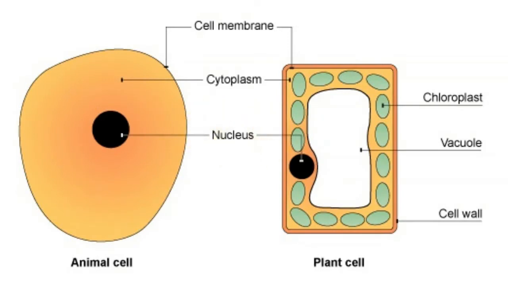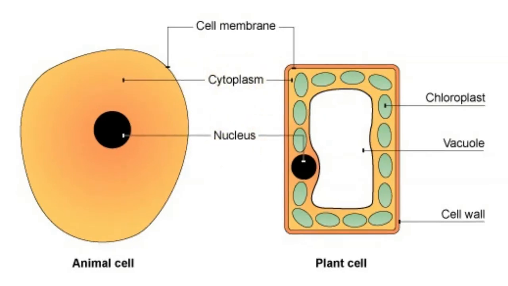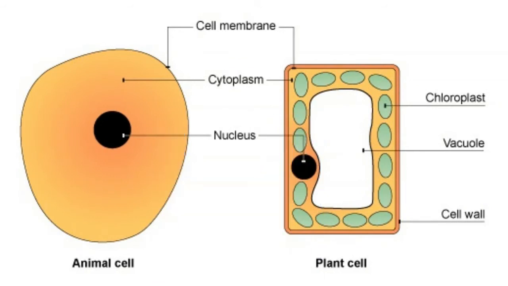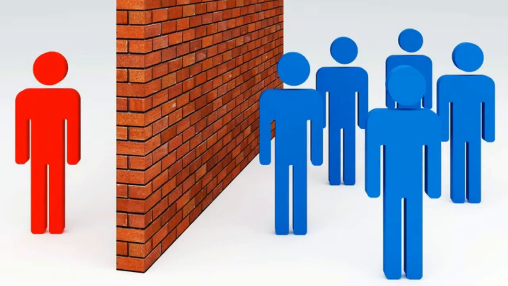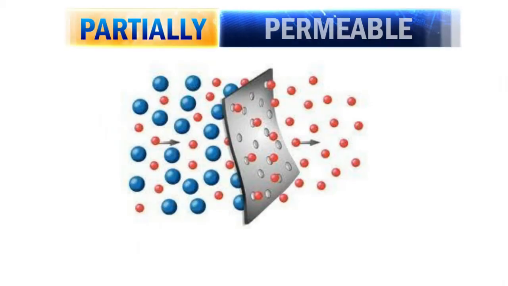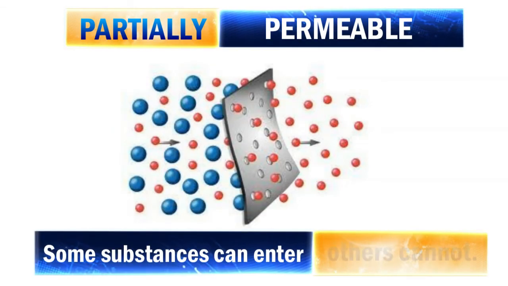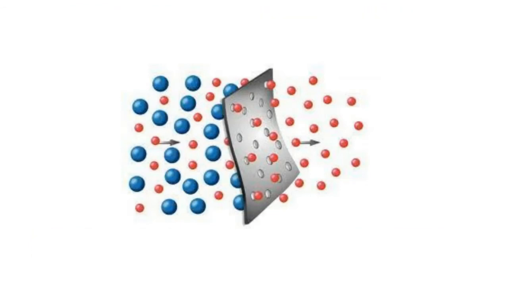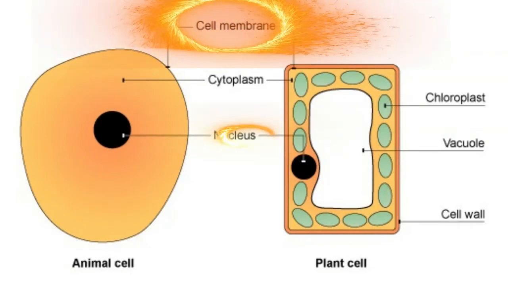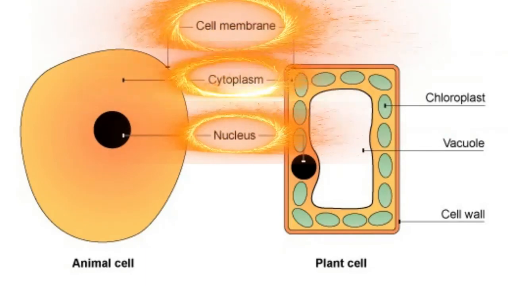So, nucleus, control center. Then there is the cytoplasm. The cytoplasm is a liquid of the cell where chemical reactions can occur. Thirdly, there is the cell membrane. The cell membrane controls what enters and exits the cell, like a barrier. This barrier is partially permeable. That means some things can enter and some things cannot. So all three features shared by both cells: the cell membrane, the nucleus, and the cytoplasm.